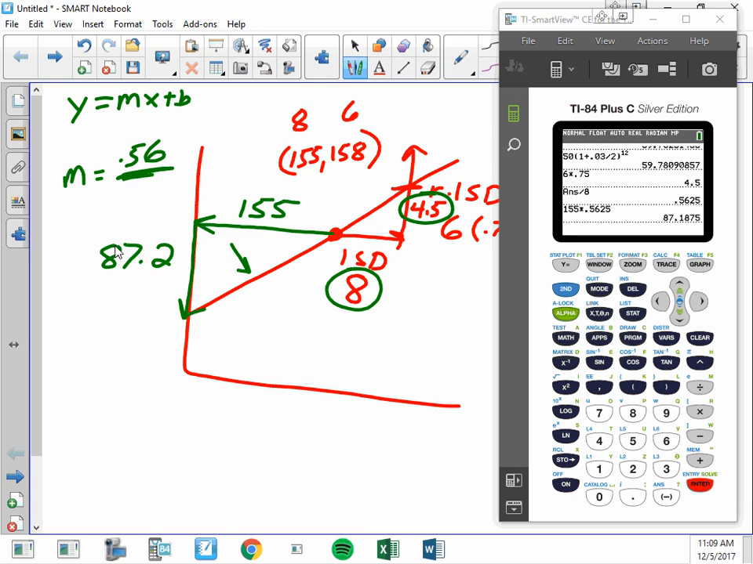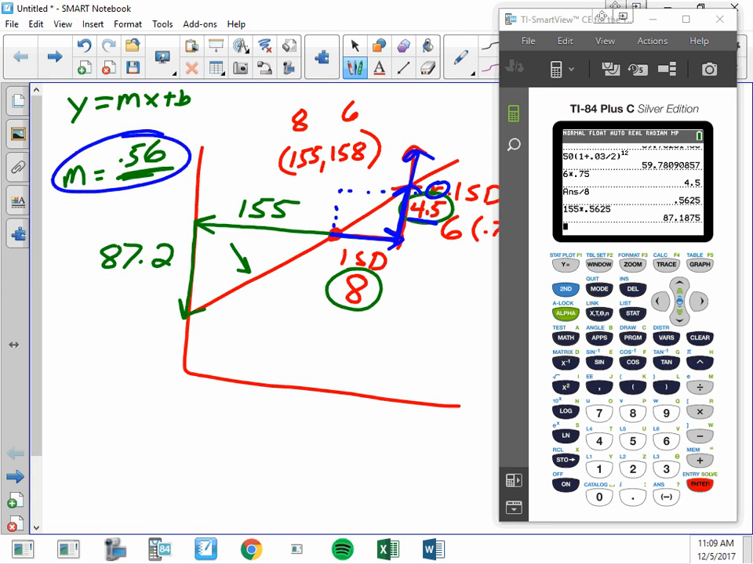Okay, let me back up again. To find the slope of the line, we go right 1 SD and up 1 SD, but then we shrink that according to R. So I actually go right 1 SD and up R times 1 SD for the Y values. Okay, and that gave me 4.5. So the slope is up 4.5 and over 8. It's just rise over run. So 4.5 divided by 8 is this number. That's the slope of the line.